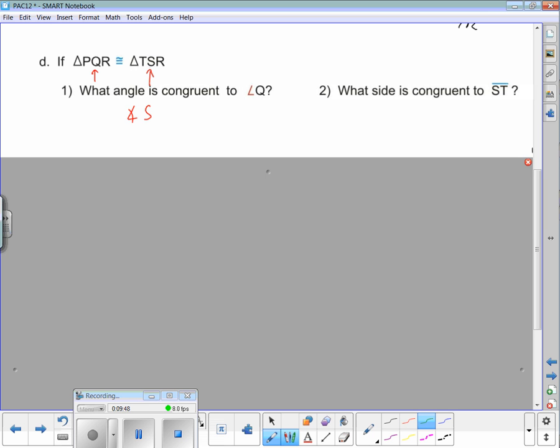Let's do the same thing with our sides. Question number 2 here. What side is congruent to line segment ST? All right, it'll be a line segment. So again, take a moment.